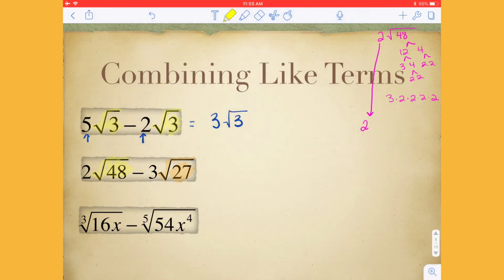And I need to try to make groups of 2. Well, here's a group, so I'm going to multiply a 2 to the outside. Here's another group, so I'm going to multiply a 2 to the outside. And I would have the square root of 3 left over. So 2 times 2 times 2 is 8 square roots of 3, which means I can now rewrite this portion of the problem as 8 square roots of 3.